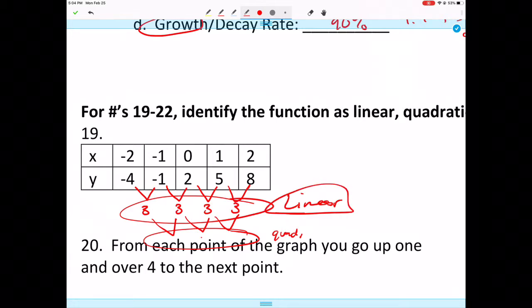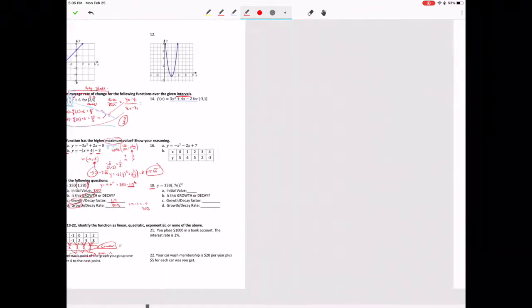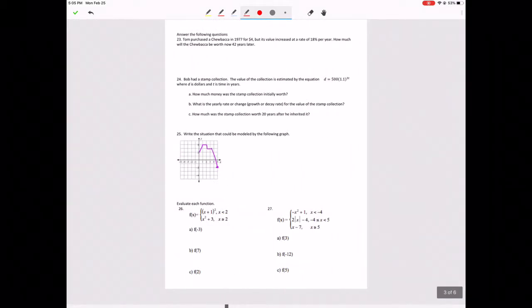Okay, and then if either of these didn't work, then you would maybe want to see if it's exponential. And if it's exponential, then there would be a multiplication between each y value. Okay, I'll do some more of those when I get to that at the end.